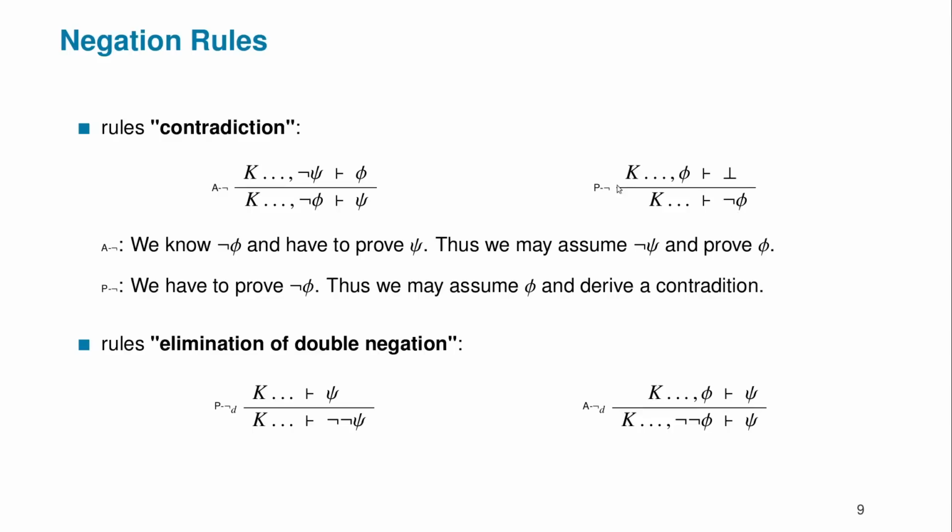So we can also read this in the other direction. We want to show that not phi is valid, so we want to prove not phi. Therefore, we assume that phi holds, and we prove that this leads to a contradiction. And when we want to prove a formula, then we use these rules not in a top-down manner, but in a bottom-up manner.